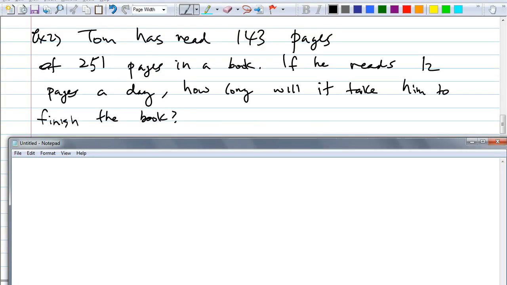Here's example 2. It says Tom has read 143 pages of 251 pages in a book. If he reads 12 pages a day, how long will it take him to finish the book? Is the question. Okay. Go ahead and write it down. Okay, good. All right, so with your finger, how many unknowns do we have in this problem? Show me with your finger how many unknowns.